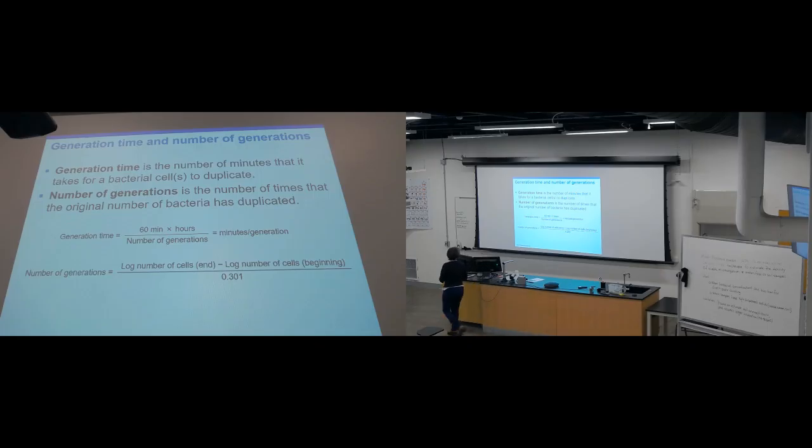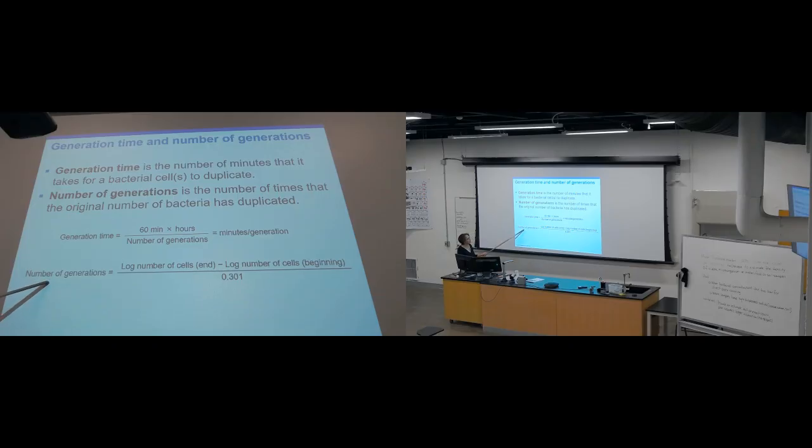And then the number of generations is the number of times that the original bacteria has duplicated. So one way to calculate generation time is to multiply 60 minutes times the number of hours that you let this bacteria replicate, and divide by the number of generations. And that gives you minutes per generation.